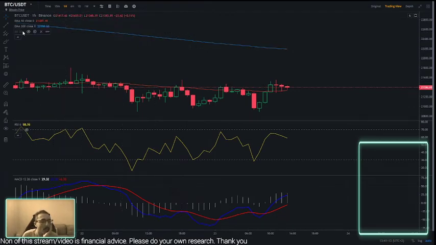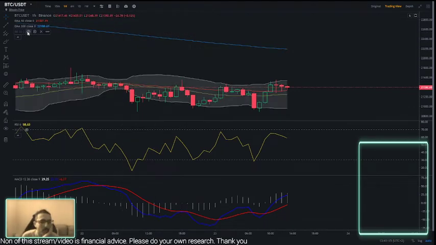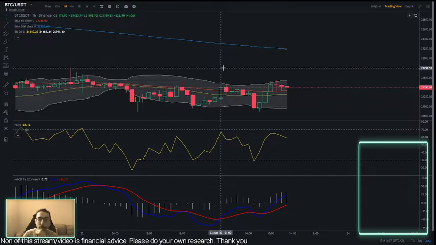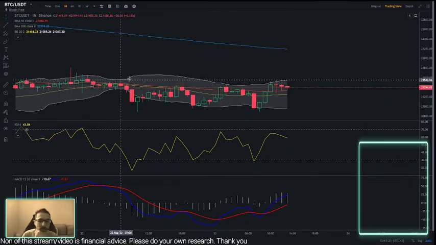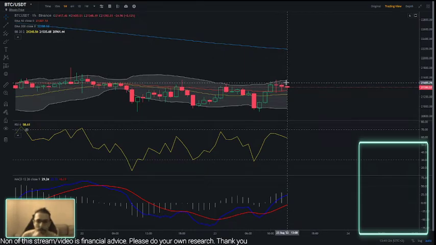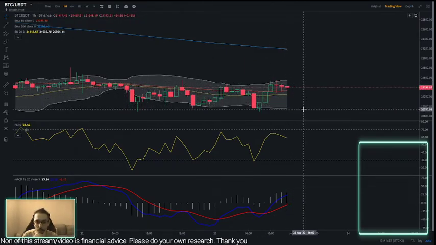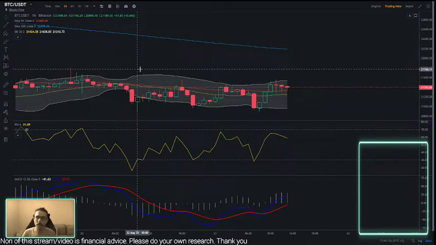Now, what are the Bollinger Bands telling us? Bollinger Bands, oh, they are telling us a different story. So we can see that we are at the top of this Bollinger Band, and that we are slightly going back to the bottom of it. So definitely for me, this is a no-brainer. This is mostly bearish.